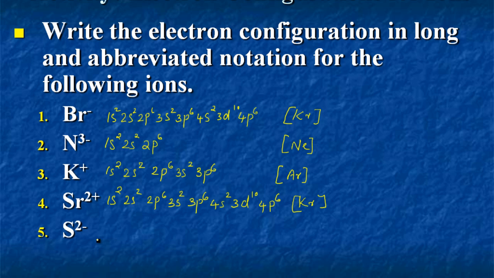S2 minus. S is number 16. 2 minus means how many electrons? 18. So we need to show a total of 18 electrons. 1s2, 2s2, 4, 2p6, 10, 3s2, 12, 3p6, 18. What is the element for this configuration?